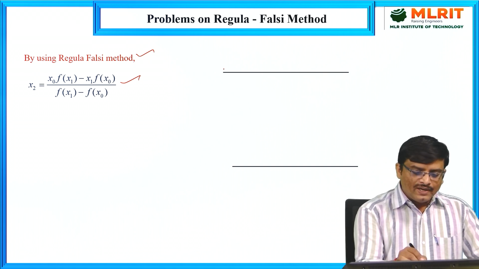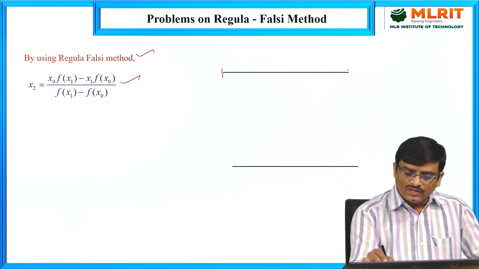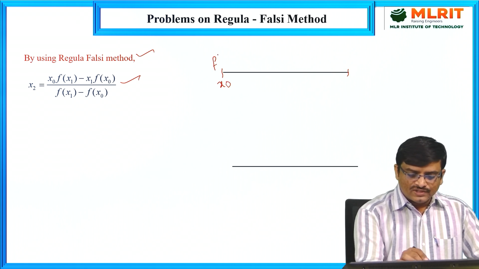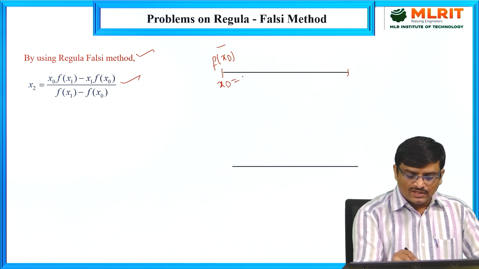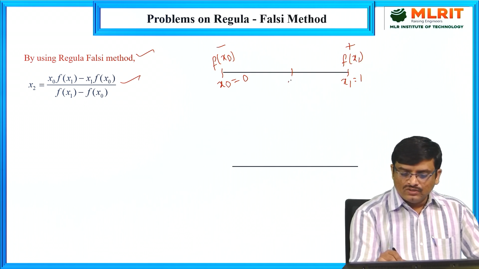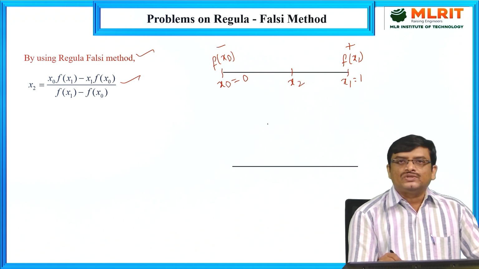So I will represent that x0 and x1 here. So this is our x0. So we got f of x0 with a negative sign. x0 is equal to, we have considered as 0, and the next number is x1 is equal to 1. We got f of x1 with a positive sign. Now we are going to find out the value of x2.